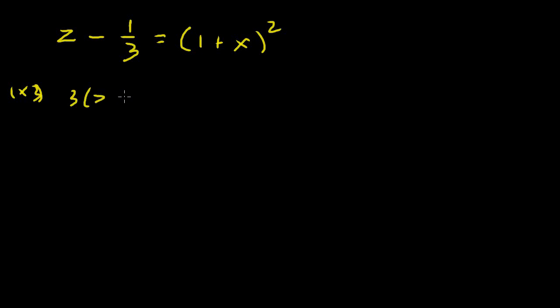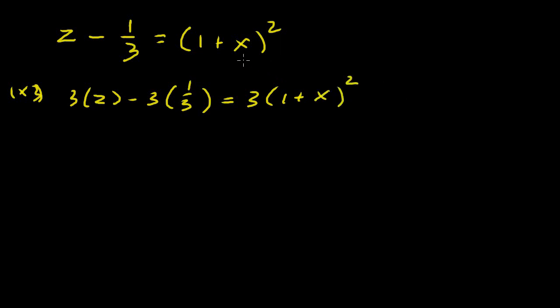Alright, so say we had the expression z minus 1 over 3 equals 1 plus x squared. So as in the last case, we are going to be multiplying through by 3 so that we can clear this fraction on the left hand side. So let's begin. We have times 3. We want to clear this fraction, so we times the whole thing by 3. So we have 3 times z minus 3 times 1 over 3 equals 3 times 1 plus x squared.